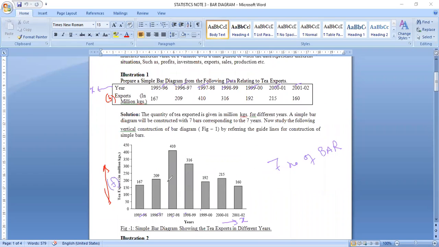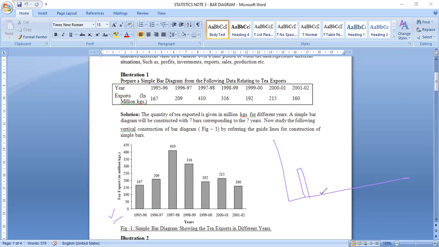Okay. Now, will the width be the same? So there is no such standard rule. The width, the actual size, there is no such standard rule, but for all bars the width should be the same. Somebody, for example, can draw like this. I start the bar like this, and so on.